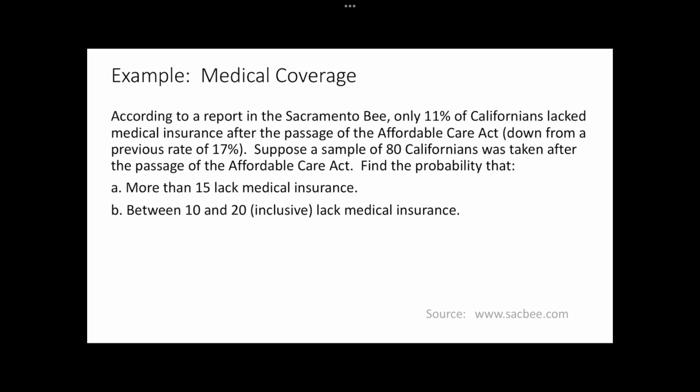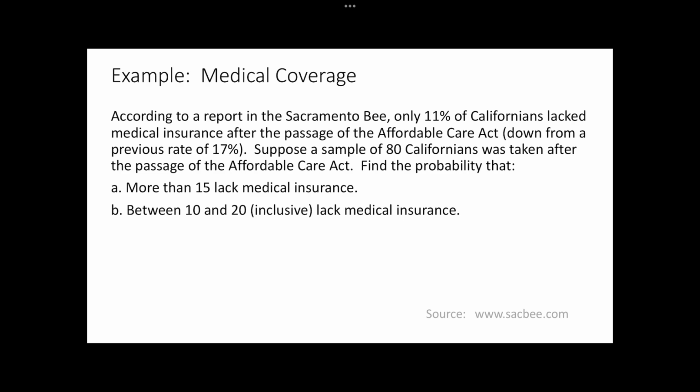Let's find some probabilities. So the first thing we want to find is the probability that more than 15 lack medical insurance. And then we want to find the probability that between 10 and 20 inclusive lack medical insurance. Before we start, we should double check that this is indeed a binomial experiment.